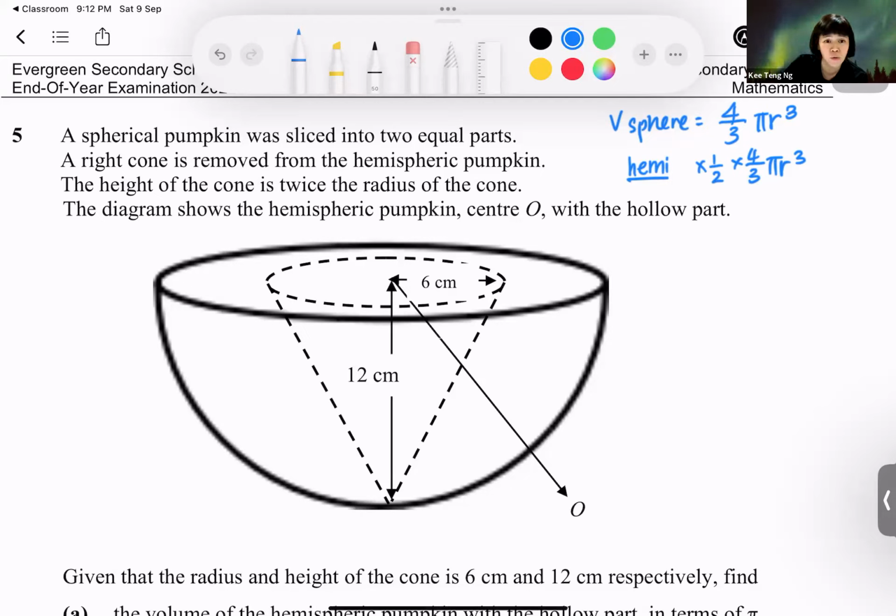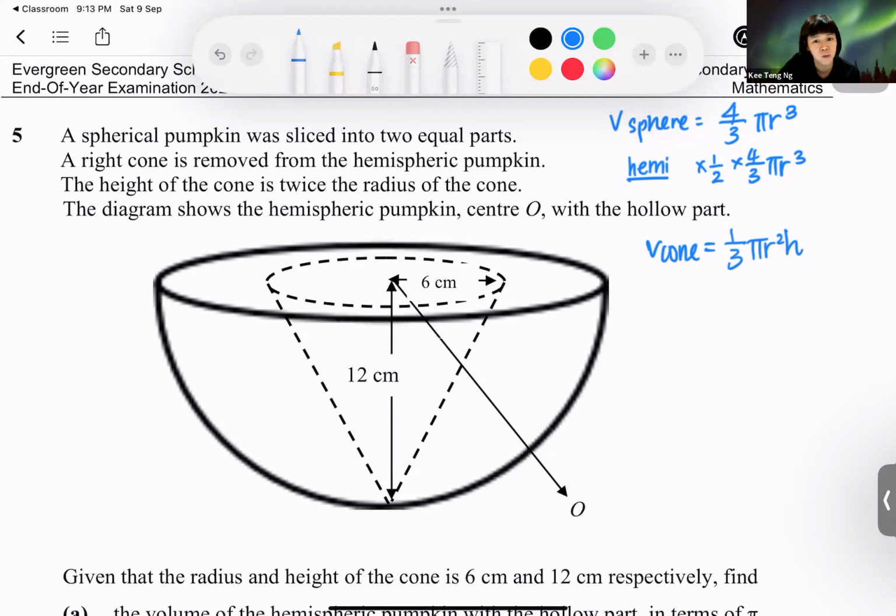Next one. A right cone is being removed from the hemispherical pumpkin. So for a right cone, the volume of the cone is given as 1/3 pi r squared, the circular base, times the vertical height, which is 12 cm over here. We notice a few things. When you cut out and remove certain things, the volume decreases, but the surface area may not necessarily decrease, because when you cut out new things, the surface area can increase, in case they ask you.